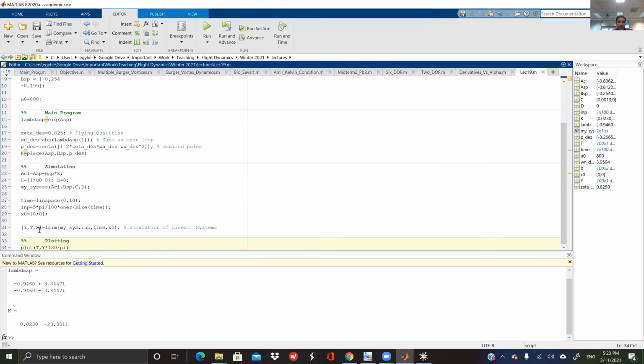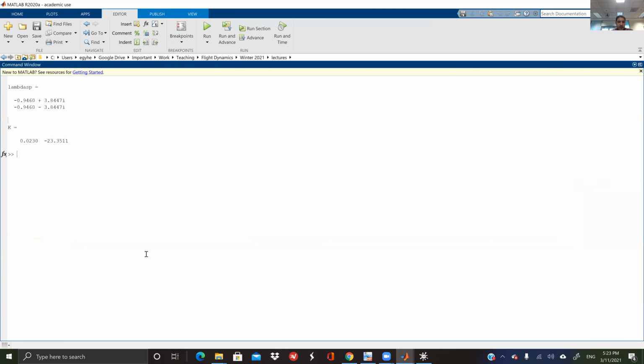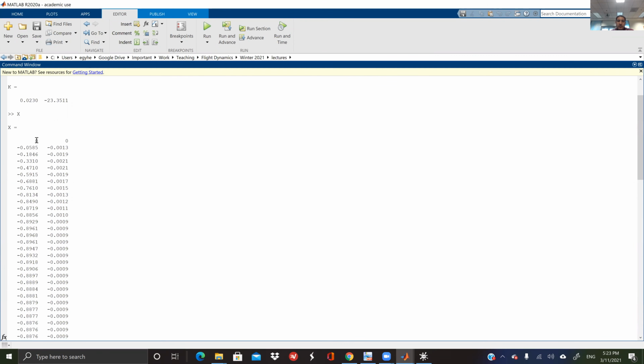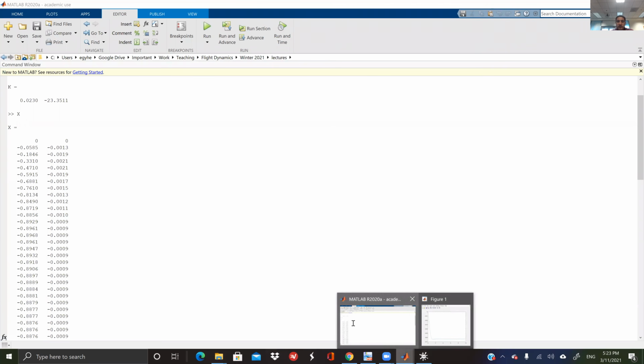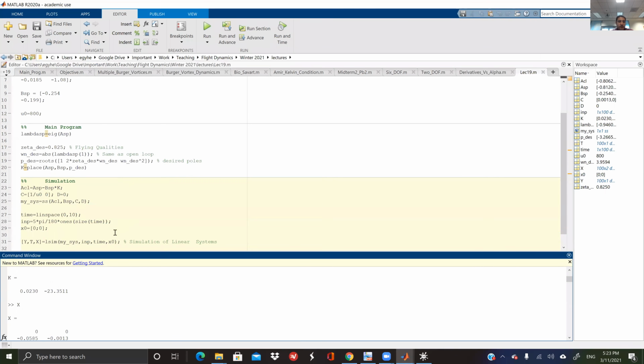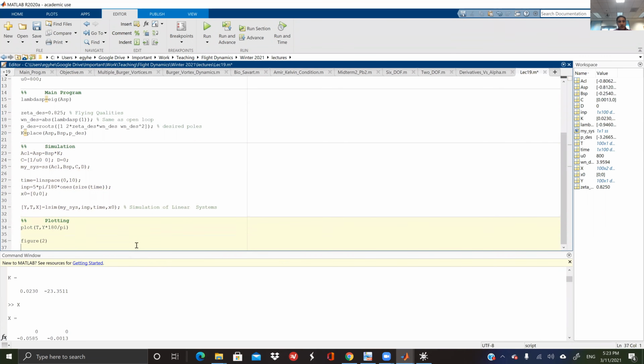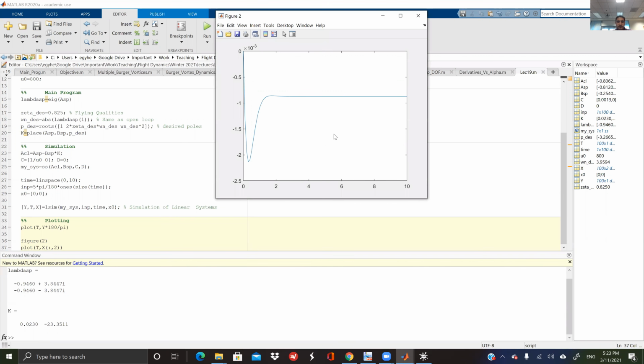And if you want Q, so what's X now? Let's look at X. This is X, 2 columns versus time. The first one is the first state, which is W versus time. The second one is the second state, which is Q versus time. So if I want to plot Q, for example, versus time, what do I do? Well, let's create another figure and plot T and the second column of X. This is the second column of X, right? And let's run this. Here is Q versus time.